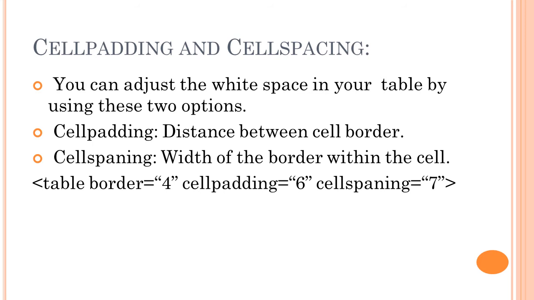And again cellspacing equals 7. Cell spacing means what? Width of the border within the cell. Inside a table also cells will be there, inside the cell also a border will be there. For each cell a separate border will be there. For that cell, how much thickness for the border of the cell, that is about cell spacing.